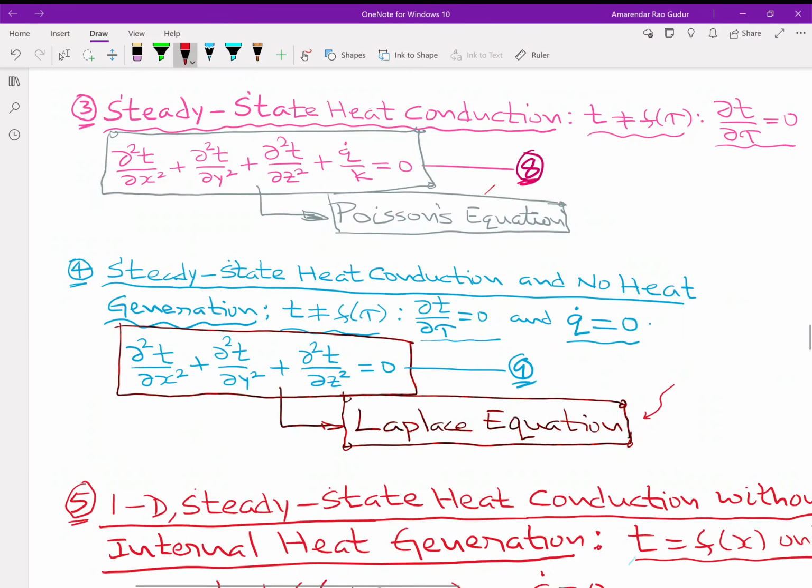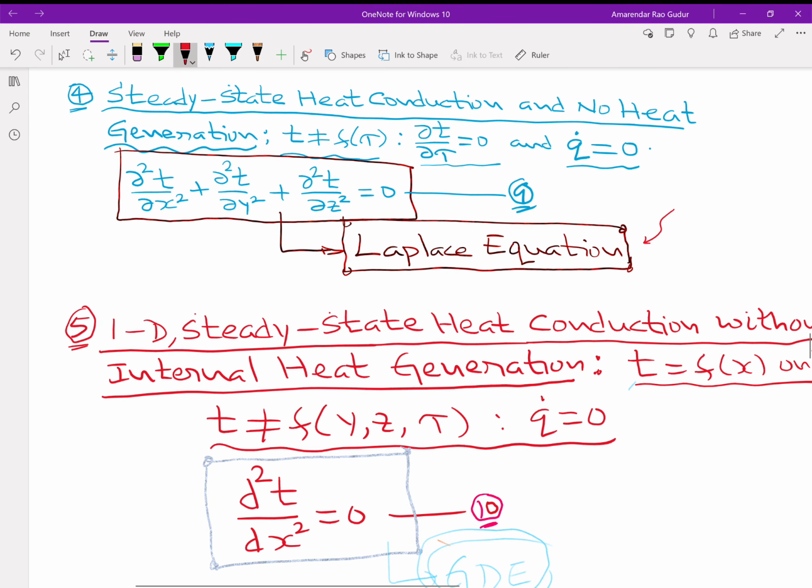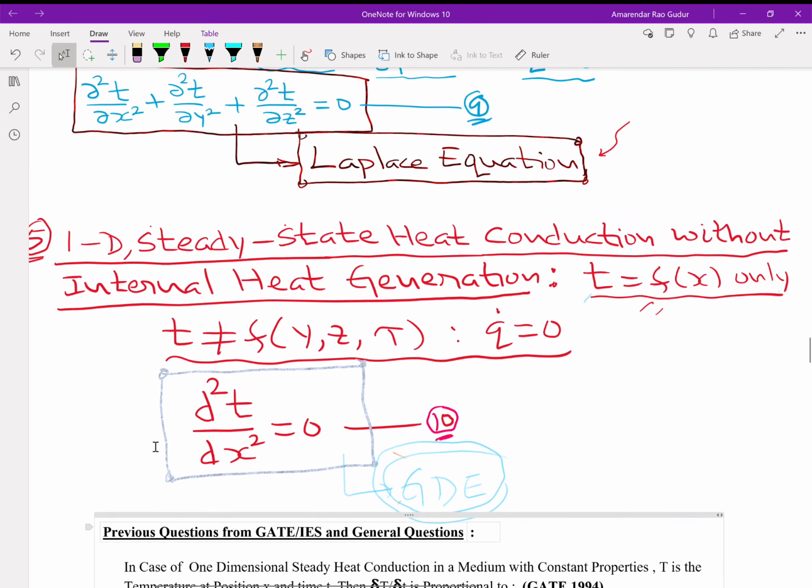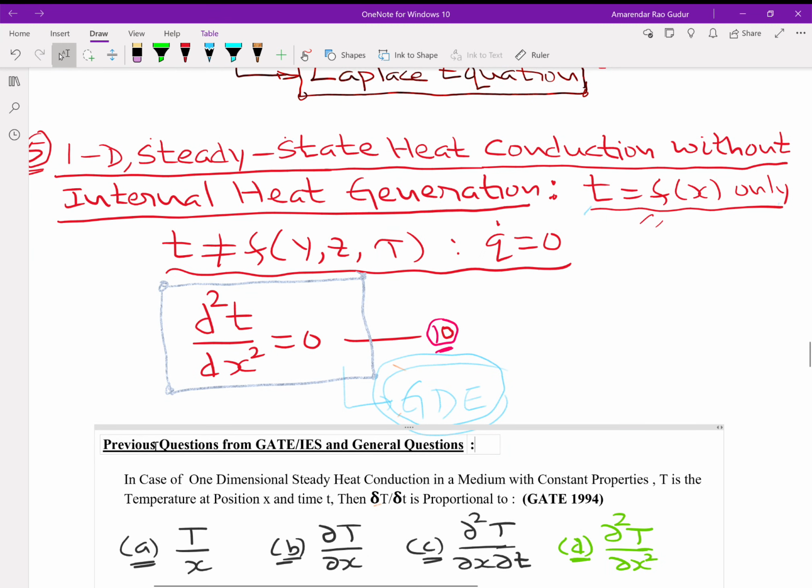And the last, perhaps the most important, is one-dimensional steady-state heat conduction without internal heat generation, which means that temperature is a function of x only. It does not vary with y, z and time, and there is no heat generation. Since temperature is a function of x alone, all the terms will vanish, only the first term will remain, and del can be replaced by d. D square T by dx square is equal to 0, and this equation can be integrated two times to get the temperature distribution followed by the heat transfer rate. So when you're asked to derive the general heat conduction equation, you can come up to here.